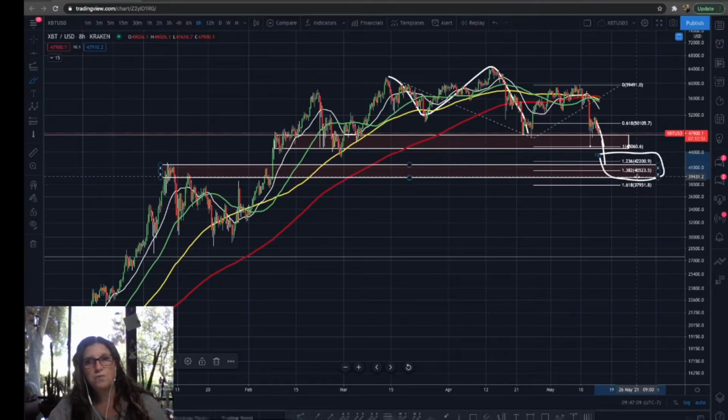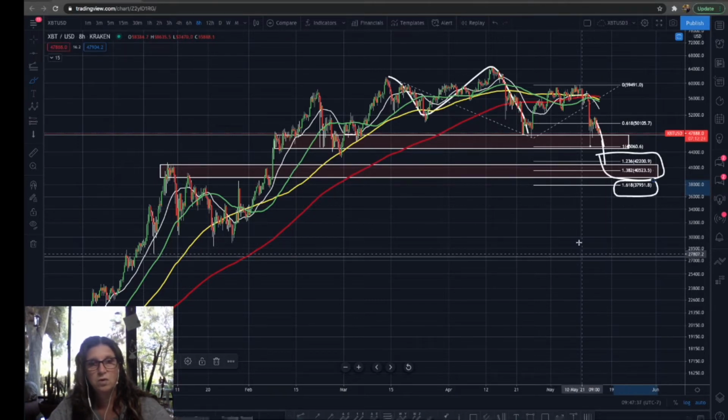Right around 42,200 to 40,500. If we do not hold this box, I do not want to see us break this 1.618, which is at 37,950. If we do break it, I want to see a really quick buy up. This line here is sitting at the 50 to give you a visual of where they're at.